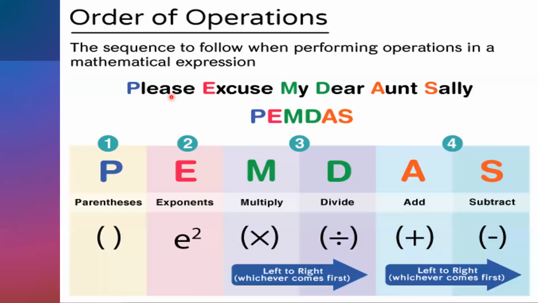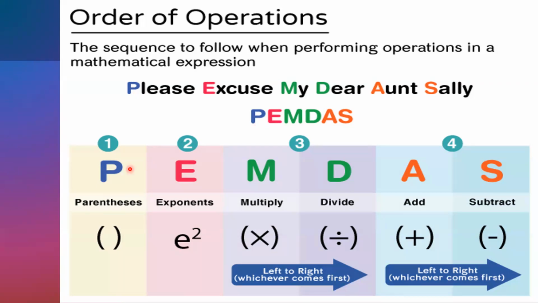The P in the please is what's highlighted, the E in excuse, the M in the my, the D in the dear, the A in aunt, and the S in Sally. PEMDAS. That's the acronym that helps us to navigate through order of operation questions, as a rule so that we can know what comes first, what comes second, and how we're going to maneuver when we have order of operation questions.